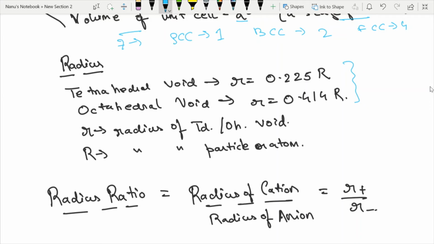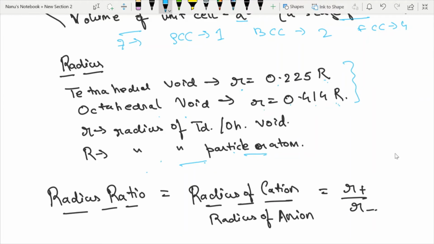So the radius of tetrahedral void, suppose it is r, is 0.225 times the capital R, where capital R is the radius of the particle or atom. Similarly for octahedral void, r is the radius of the octahedral void, and it is 0.414 times capital R, where capital R is the radius of the particle or atom.